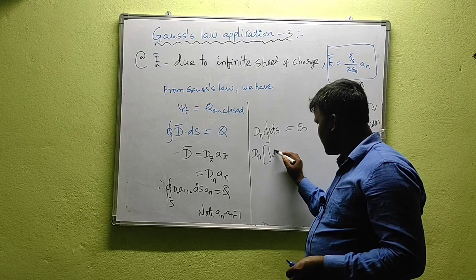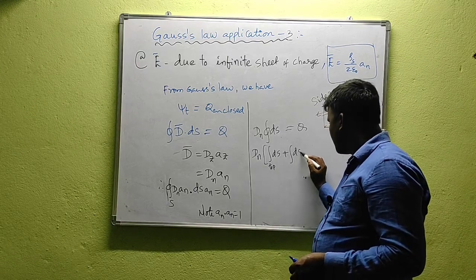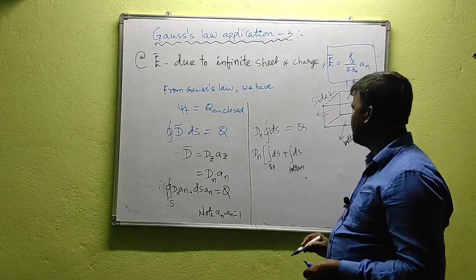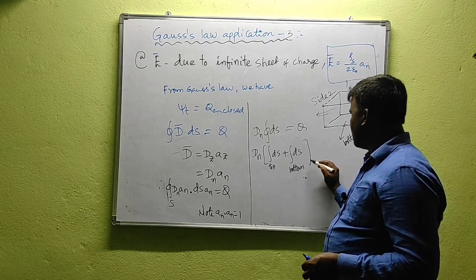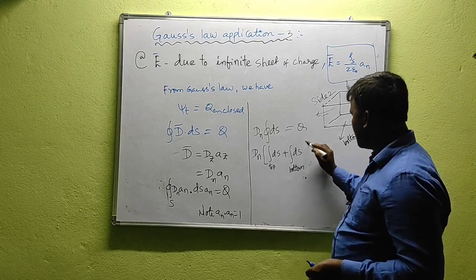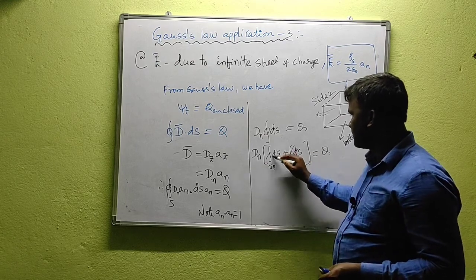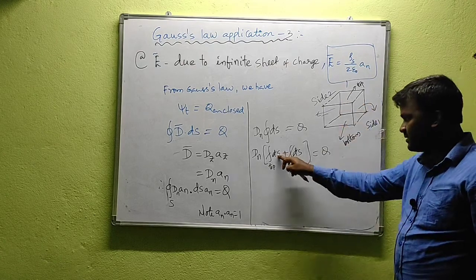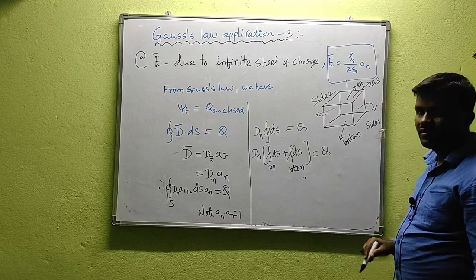So that can be written as integral ds top, integral ds bottom, equal to Q. Here integration and differentiation cancel. This surface area is equal to this area, that means it is equal to S. So let us take a small surface area del S, or else S.